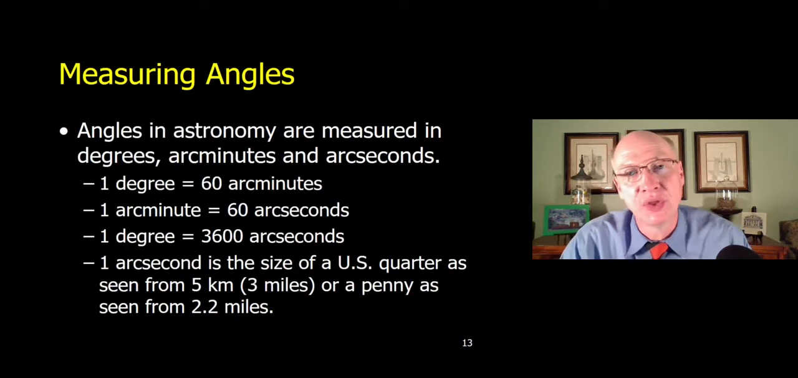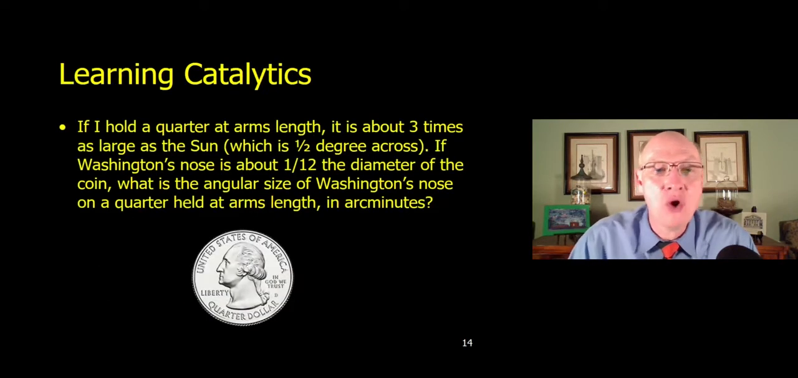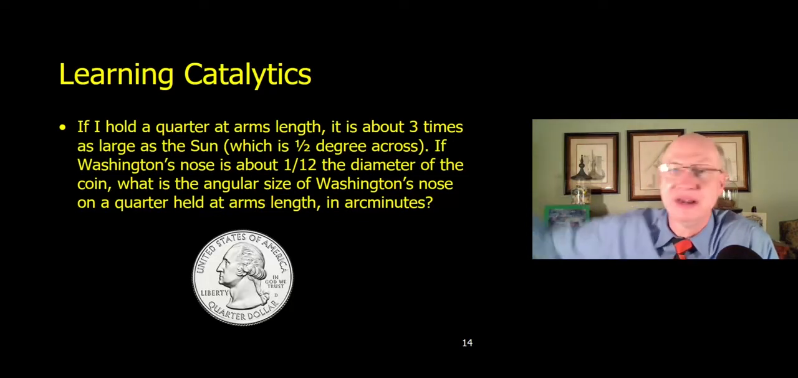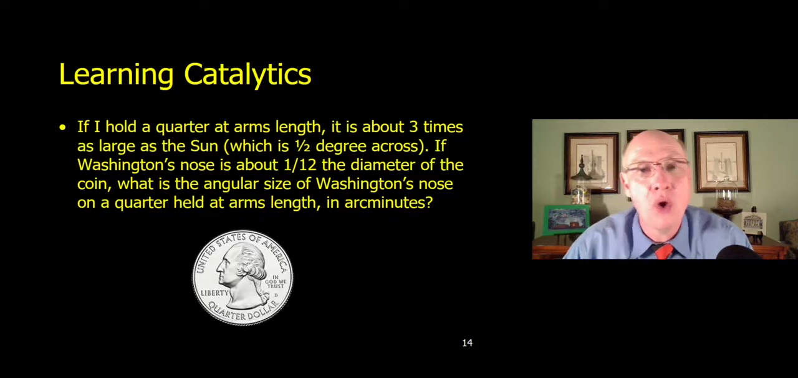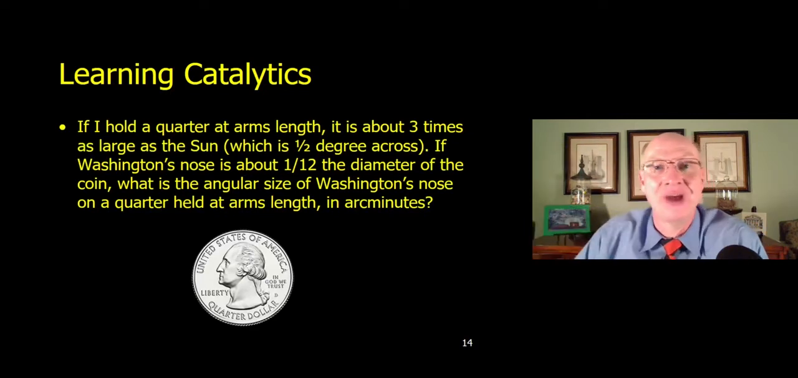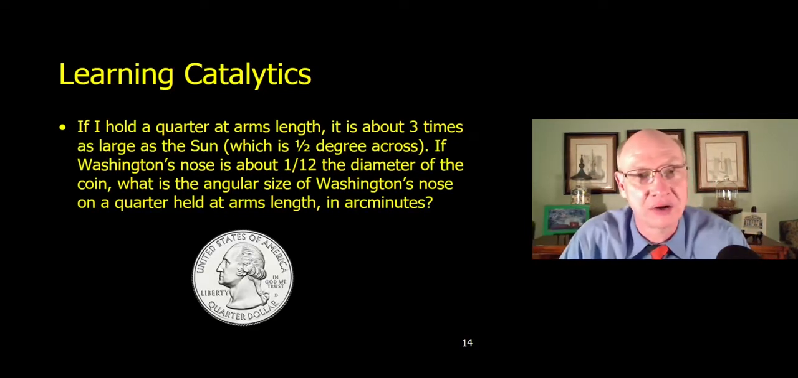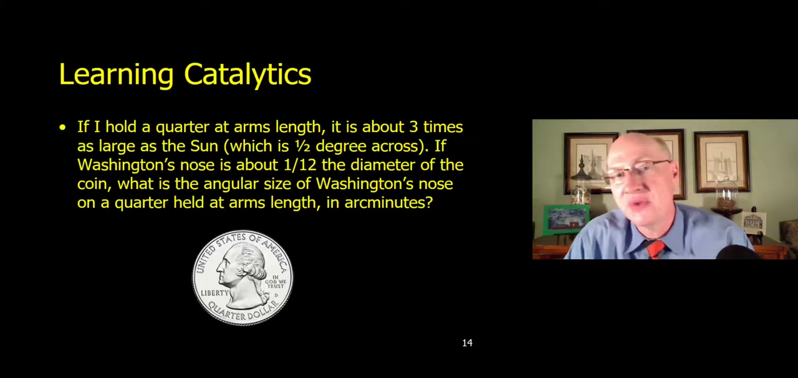So let's put this to use with a Learning Catalytics question. If I hold a quarter out at arm's length, it appears to be about 3 times larger than the sun, which is half a degree across. Washington's nose on the quarter is about 1/12 the diameter of the quarter. So if Washington's nose is 1/12 the diameter of the quarter, and the quarter is 3 times the size of the sun, what is the angular size of Washington's nose on a quarter when I hold it at arm's length? And I want the answer in minutes of arc, or in arc minutes. So take a few minutes, work this out.